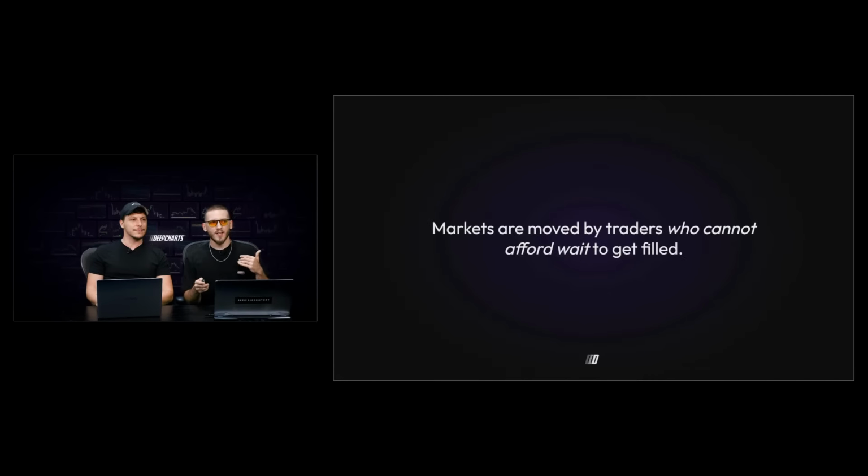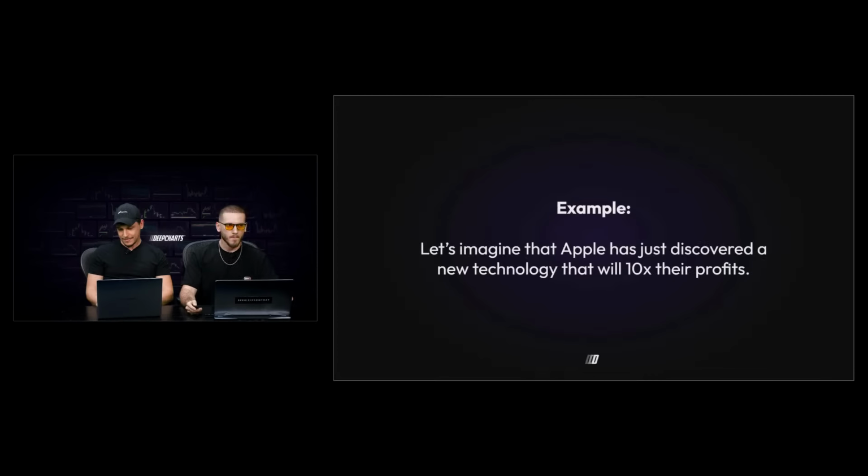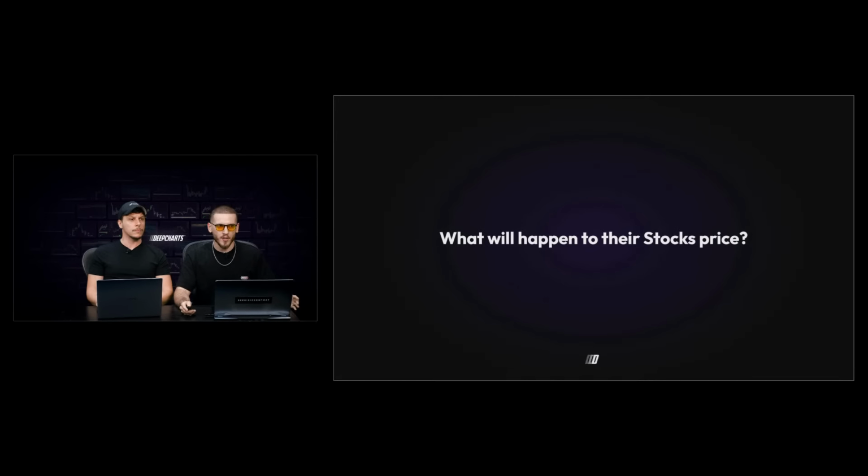So markets are moved by traders who cannot afford to wait to get filled. This is a very interesting topic. Let's make an example to make it even easier for you guys. Let's imagine that Apple, right, has just discovered a new technology they'll put in their iPhones that will make us all super addicted and that will 10x their profits. What will happen to their stock price?